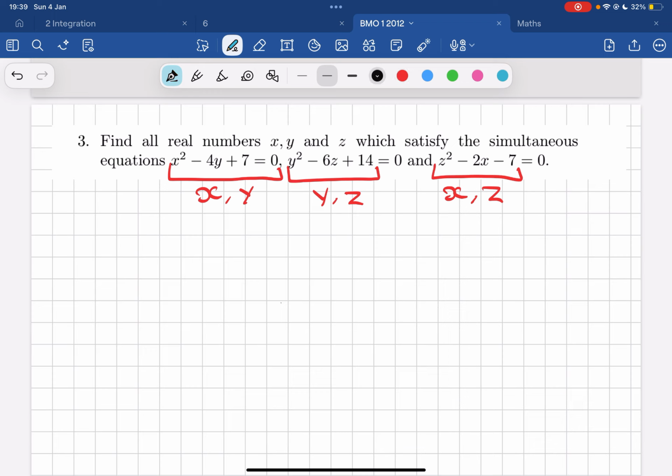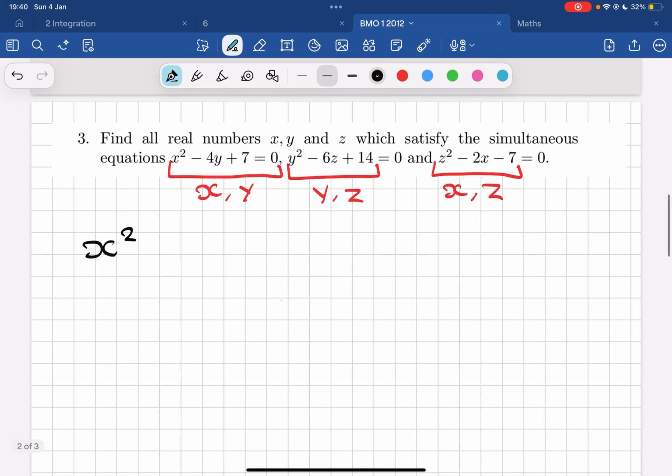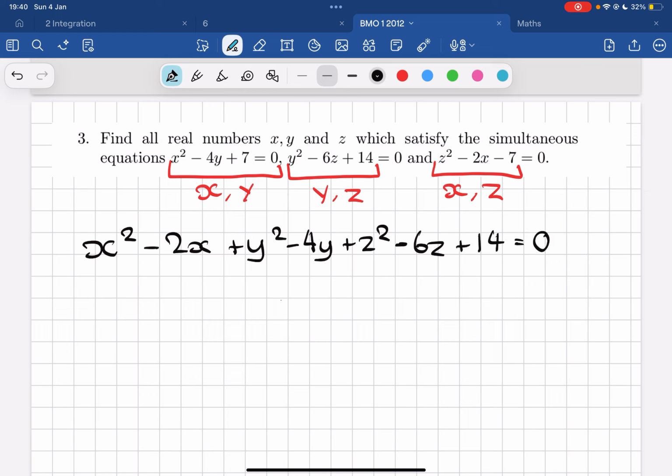Well, since we've got 0 on the right hand side, we can just add all of these. So we're literally adding equation 1, 2 and 3. Let's add all the x terms, add the y terms, add the z terms: z squared minus 6z. Then add our constants, minus 7 plus 14, which is 21 minus 7 plus 14, equals 0.